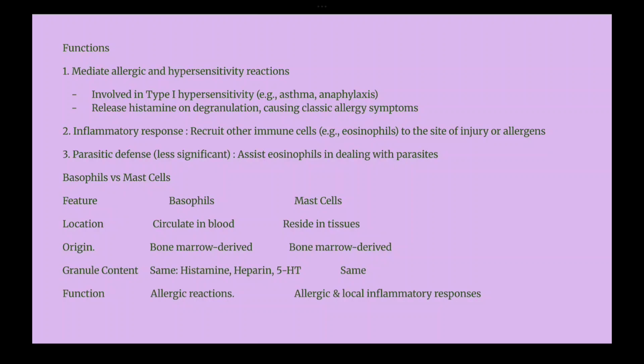So, basophils versus mast cells. Regarding location, basophils circulate in the blood, whereas mast cells reside inside the tissues. The origin of basophils is bone marrow derived. Mast cells are also derived from the bone marrow. The granules consist of histamine, heparin, and 5-HT in basophils, and mast cells have the same, which is histamine, heparin, and 5-HT. The function of basophils is allergic reactions, and for mast cells, it is allergic and local inflammatory response.